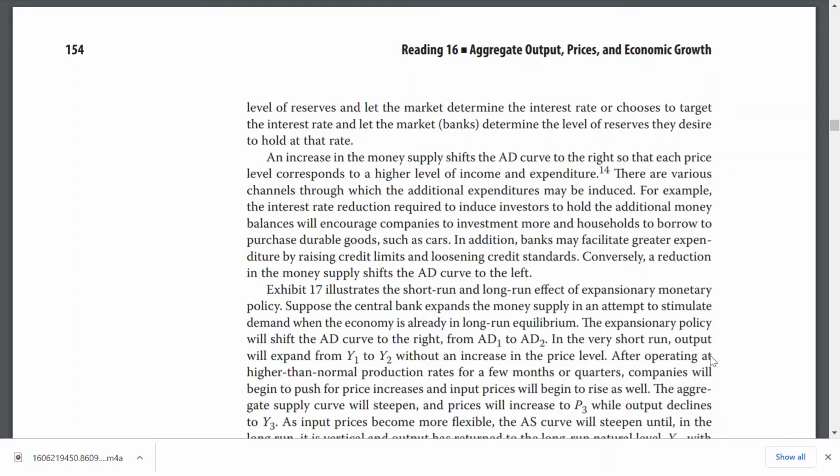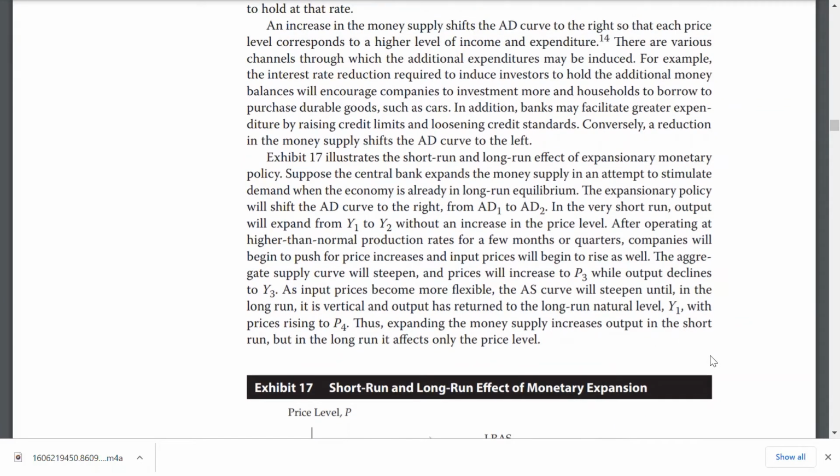Exhibit 17 illustrates the short-run and long-run effects of expansionary monetary policy. Suppose the central bank expands the money supply in an attempt to stimulate demand when the economy is already in long-run equilibrium. The expansionary policy will shift the AD curve to the right from AD1 to AD2. In the very short run, output will expand from Y1 to Y2 without an increase in the price level. After operating at higher than normal production rates for a few months or quarters, companies will begin to push for price increases, and input prices will begin to rise as well. The aggregate supply curve will steepen and prices will increase to P3, while output declines to Y3.